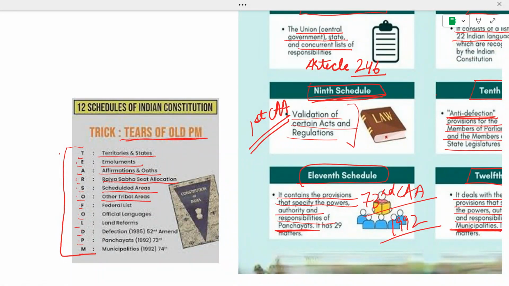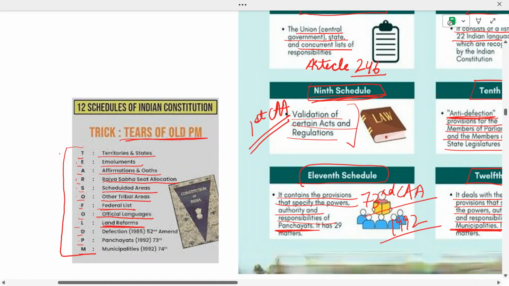Assam, then Tripura and Mizoram. Then 7th schedule is about the 3 lists: union list, state list and concurrent list. O is for the official languages or the 22 scheduled languages. L is for land reforms.